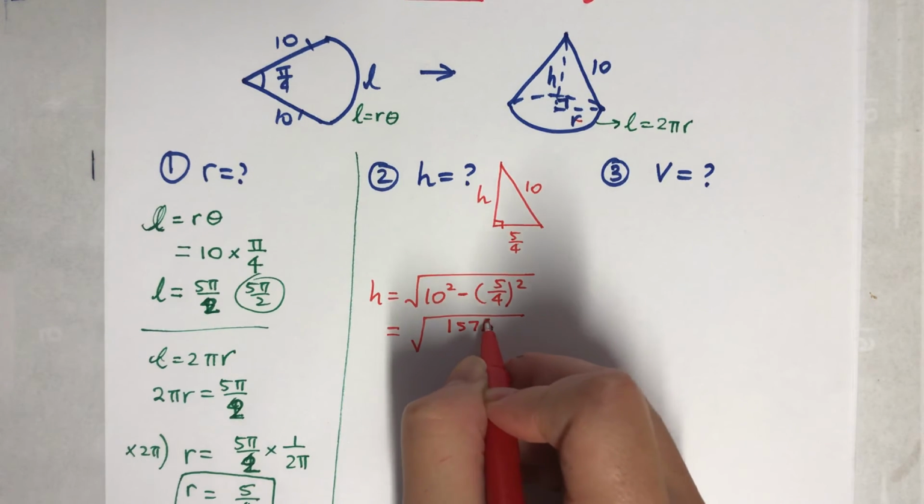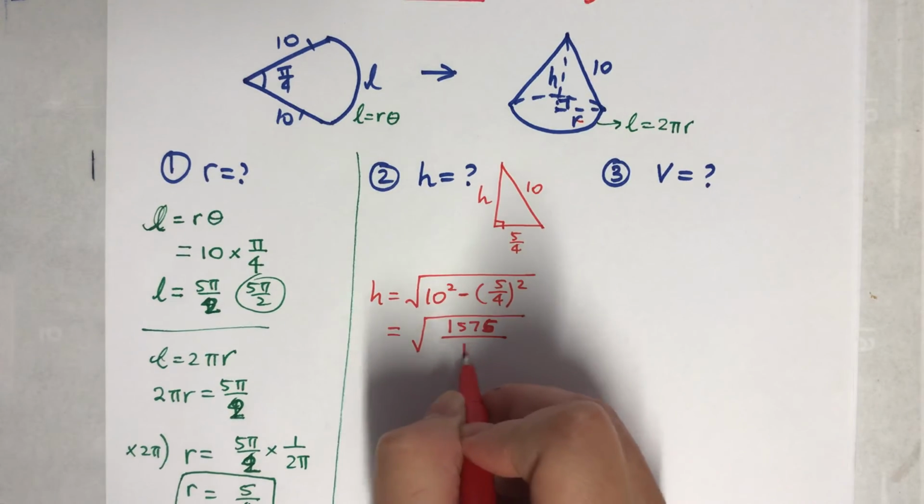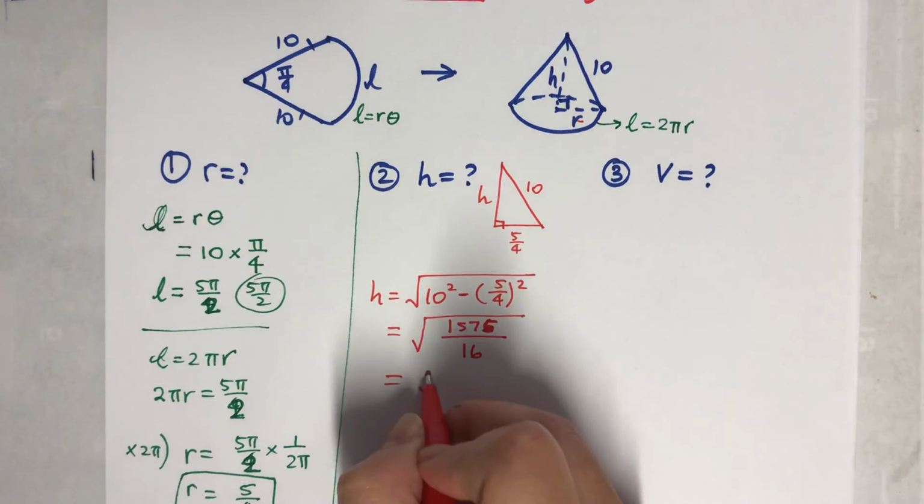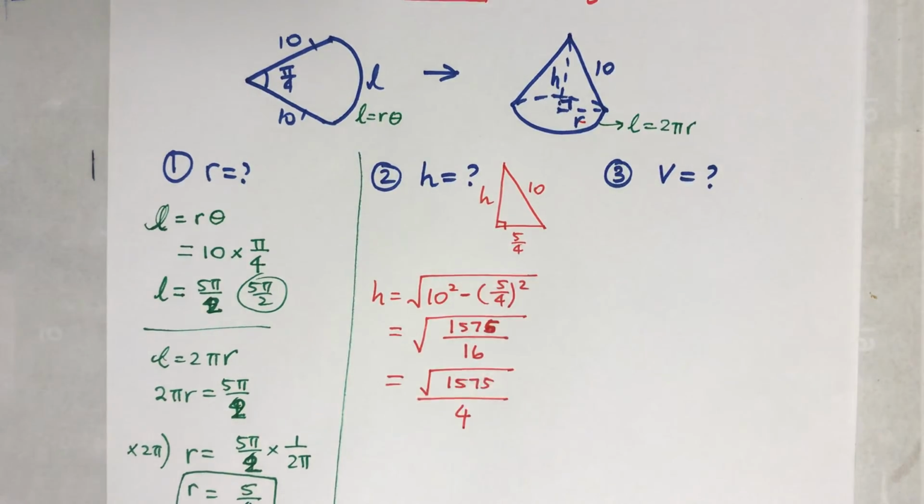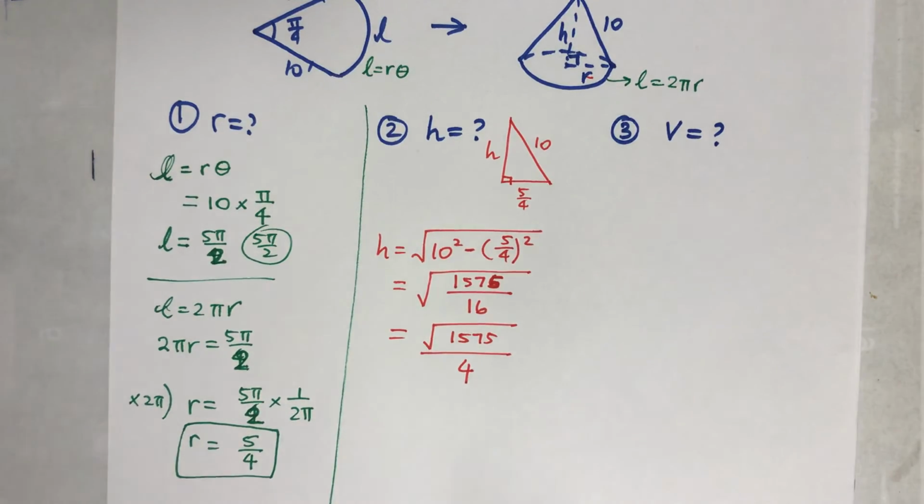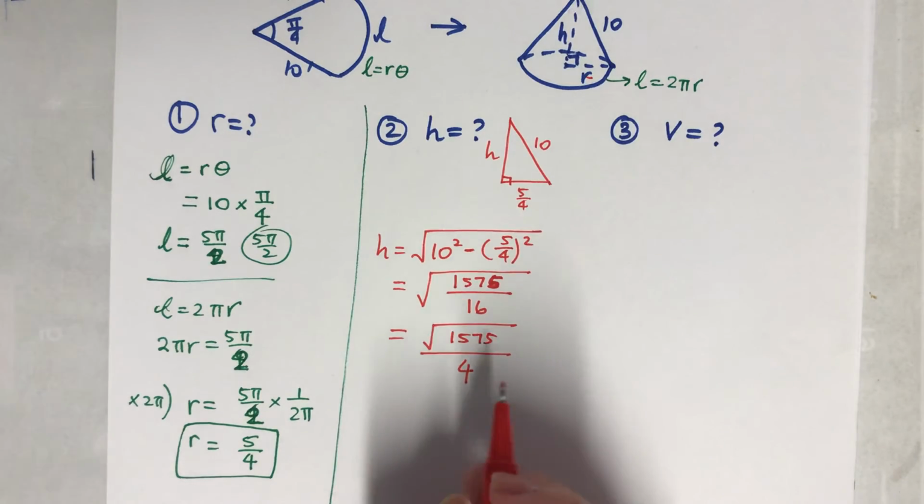About to make another mistake. Okay, and then what happens is 1575 over 4. 1575, square root of that, and then over 4.